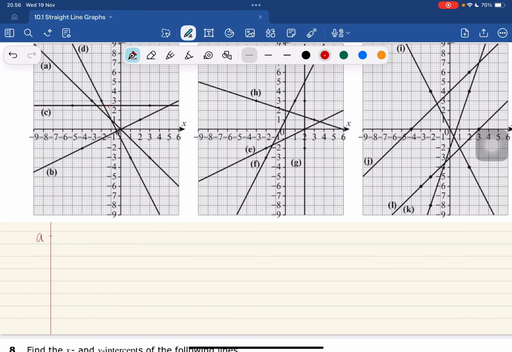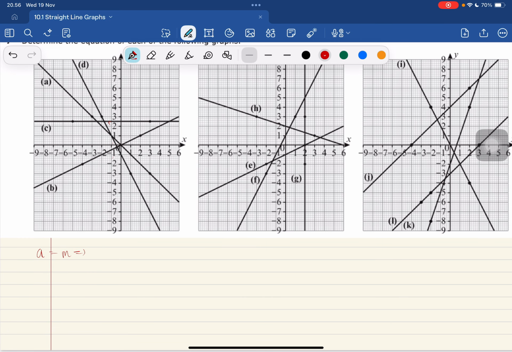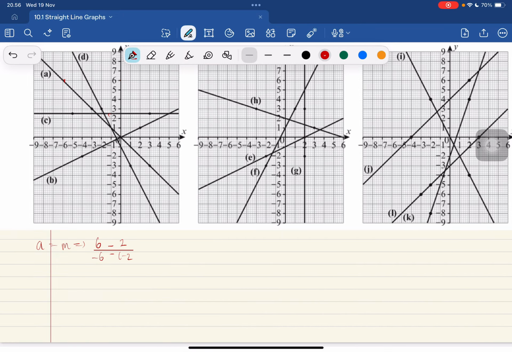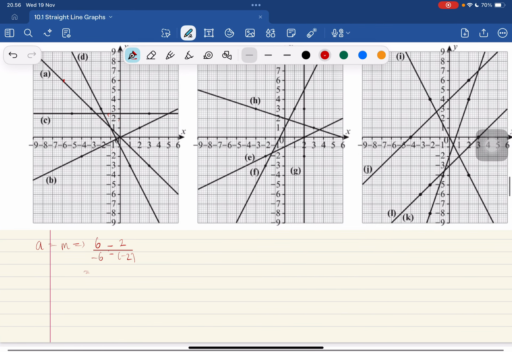First, we always find the gradient. So the gradient of m for A. Let's find one point here, 6 and minus 6. Then another point, 2 and minus 2. Isn't it? So minus by y is 2, x is minus 2. We got 6 minus 2 is 4, and here is minus 4. So the gradient is minus 1.